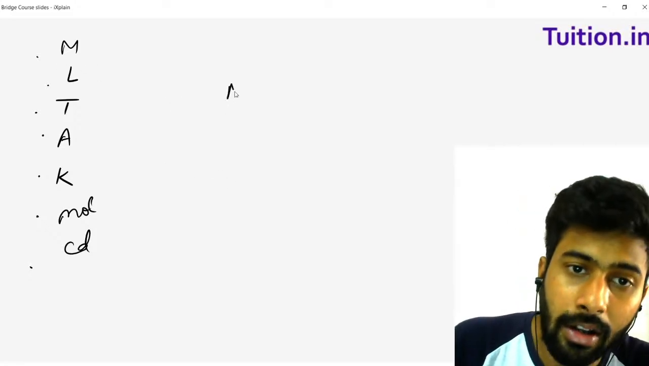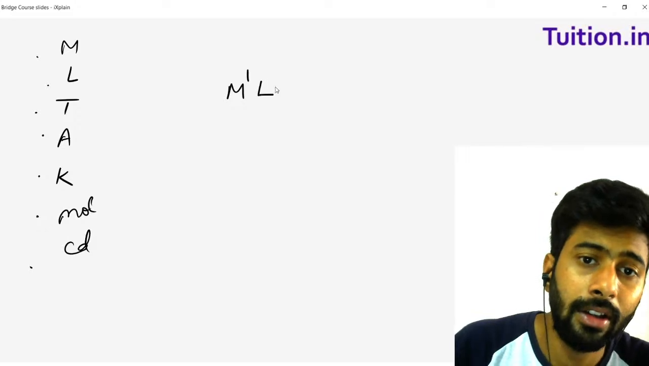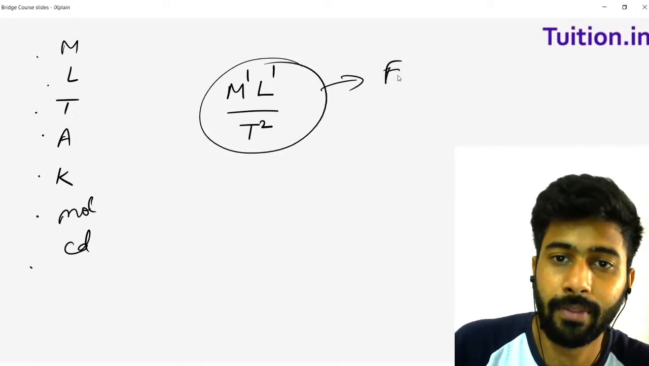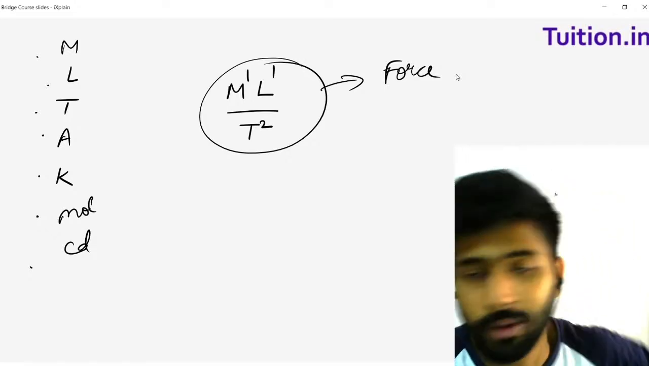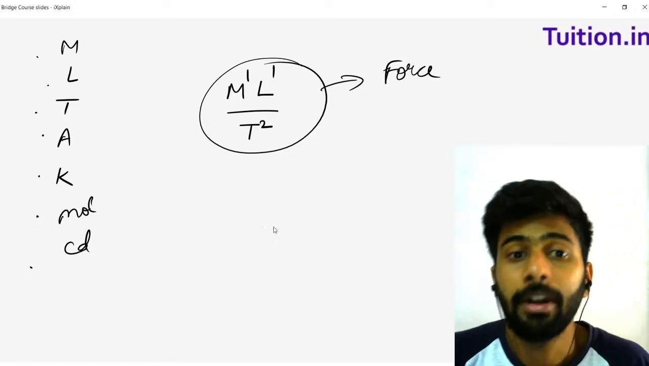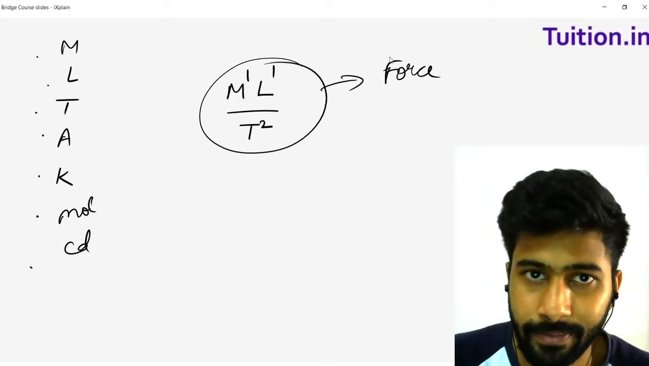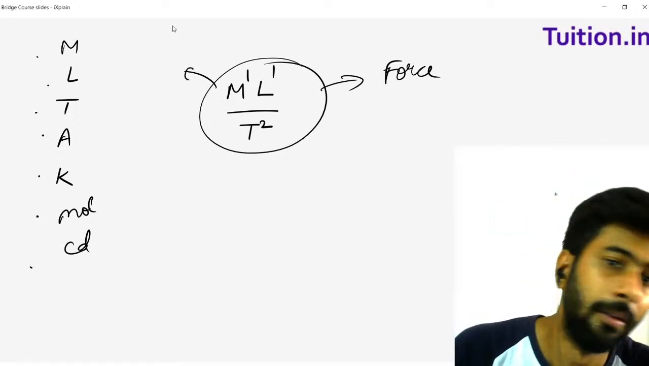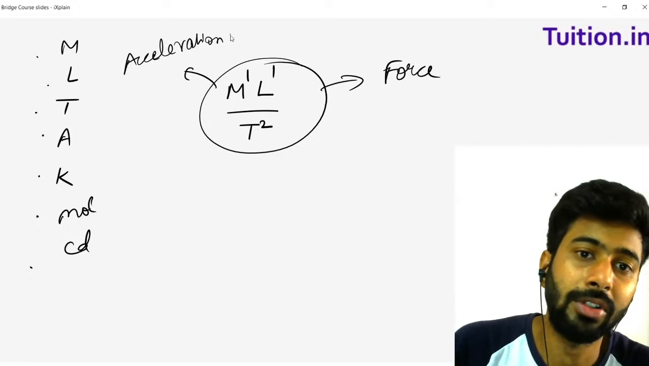So whenever you take mass power 1, length power 1, and divide it by time square, you should know that this represents force. I'm not expecting you to memorize this for every physical quantity. You can derive it, obviously. But you should know that it cannot represent any other quantity other than force. This can never represent acceleration.